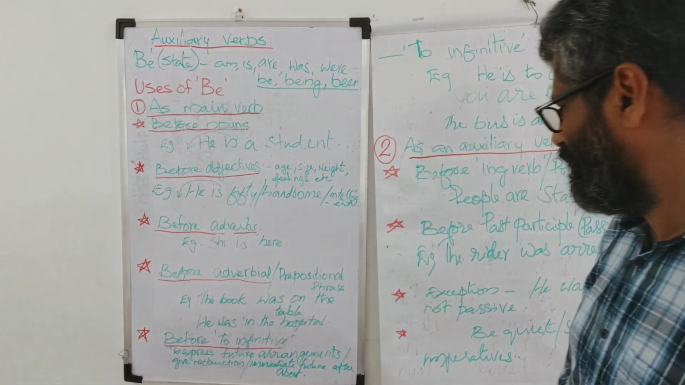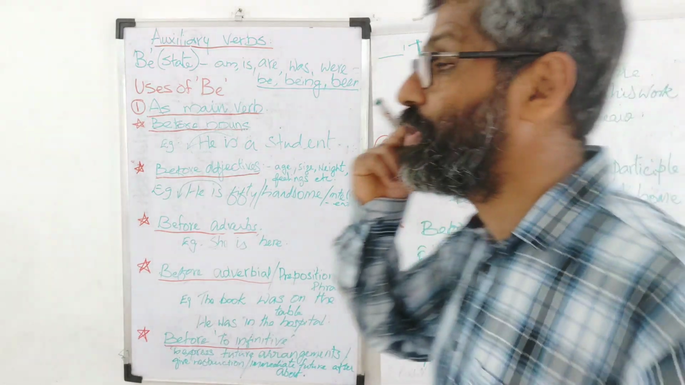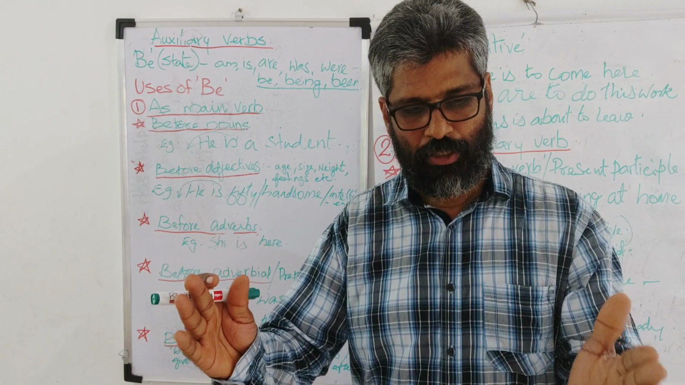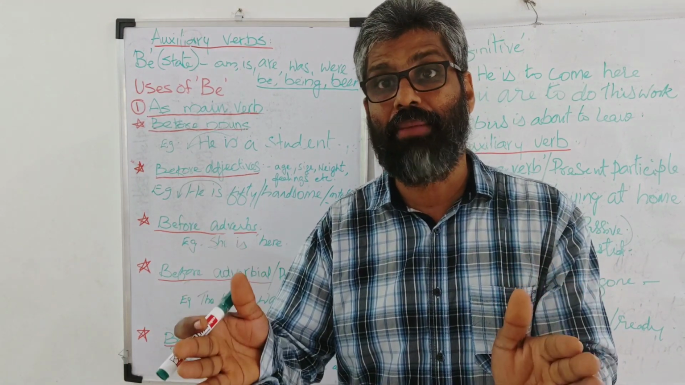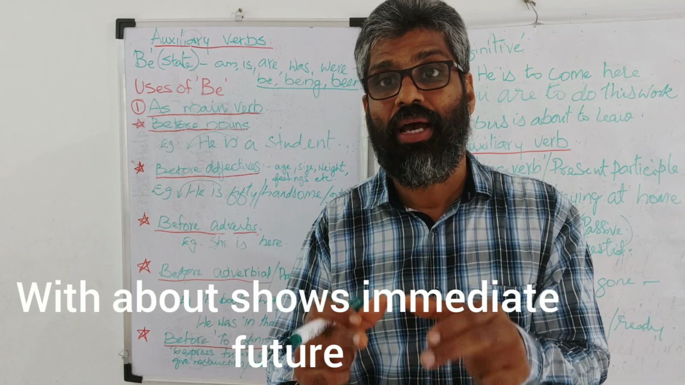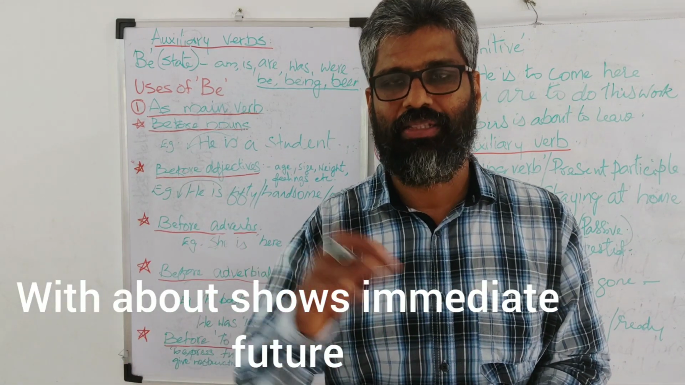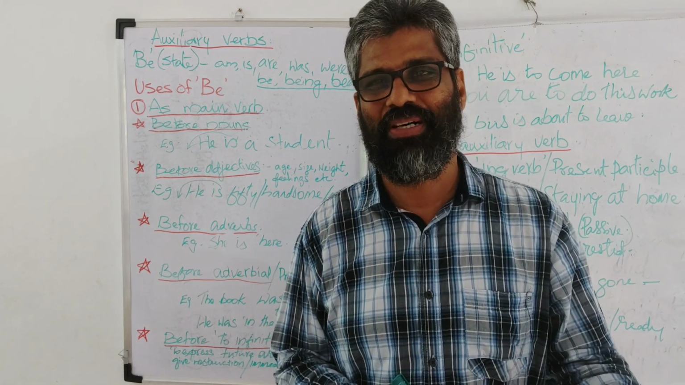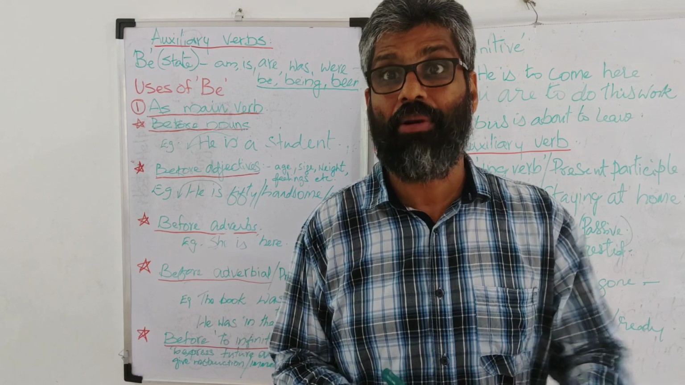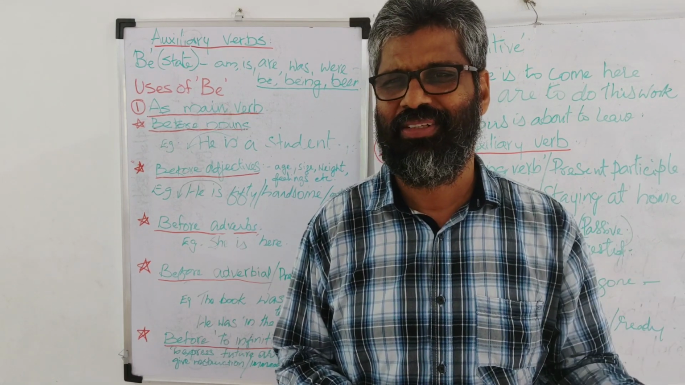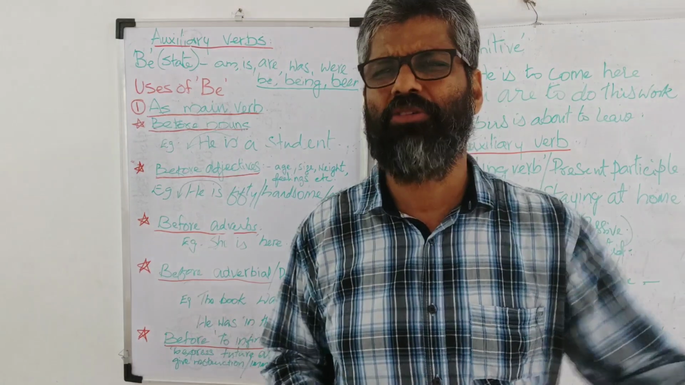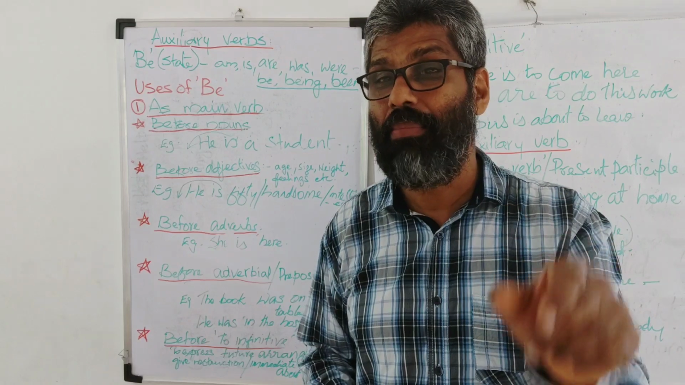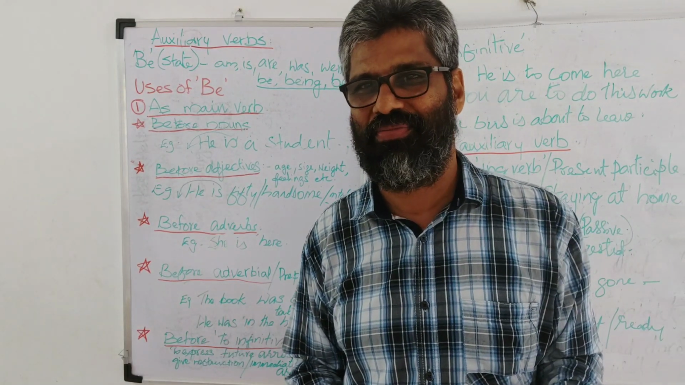Another, you can also use to infinitive after about. In between be and to infinitive comes about, and it shows an immediate future. I'll just give you one example. The bus is about to leave. I'm about to go now. To go is infinitive. The bus is about to leave. To infinitive. Clear?